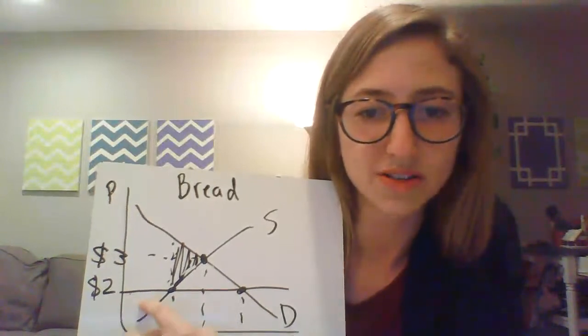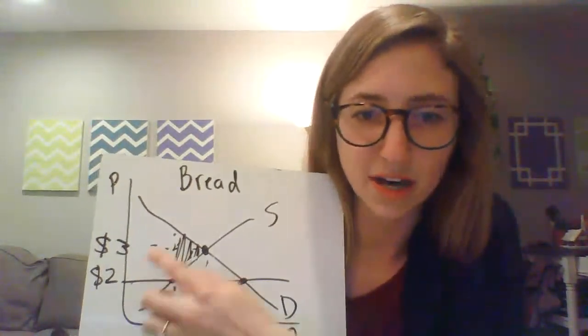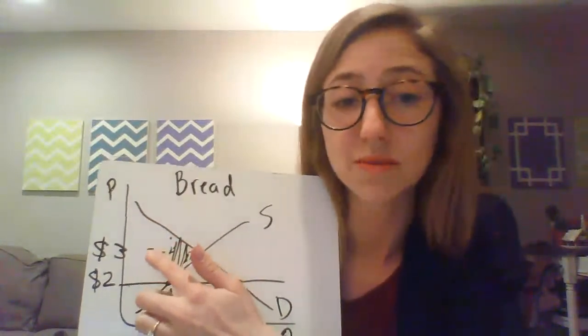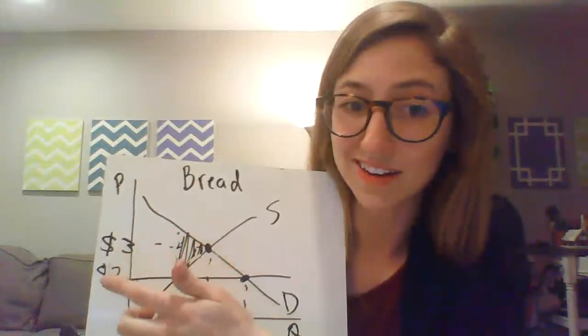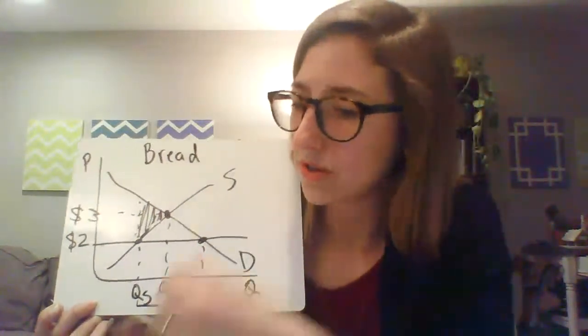Is that the $2? Only these sellers are able to sell for a higher price than they're willing to. And then actually all this is consumer surplus. So the buyers who do get there early get cheap bread, and they're super stoked about that. Okay, cool. So there's that.